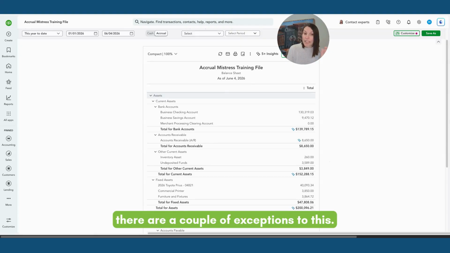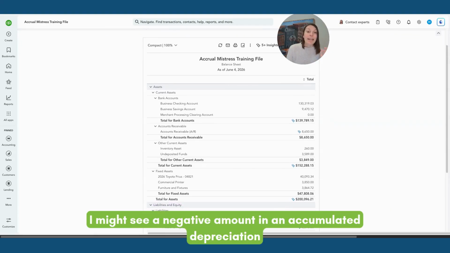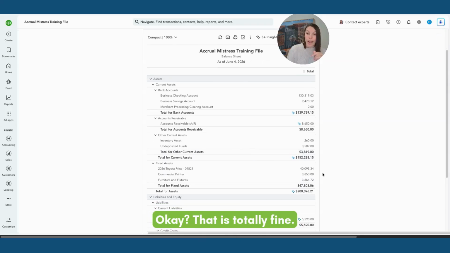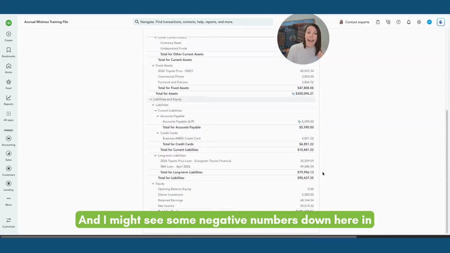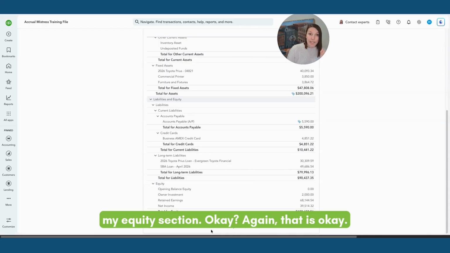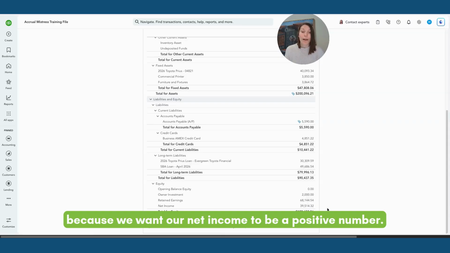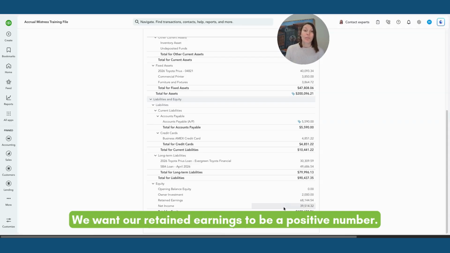Again, there are a couple of exceptions to this. I might see a negative amount in an accumulated depreciation or amortization account, which would be in the fixed assets section. That is totally fine. And I might see some negative numbers down here in my equity section. Again, that is okay. In an ideal world, we're going to have positive numbers everywhere because we want our net income to be a positive number.